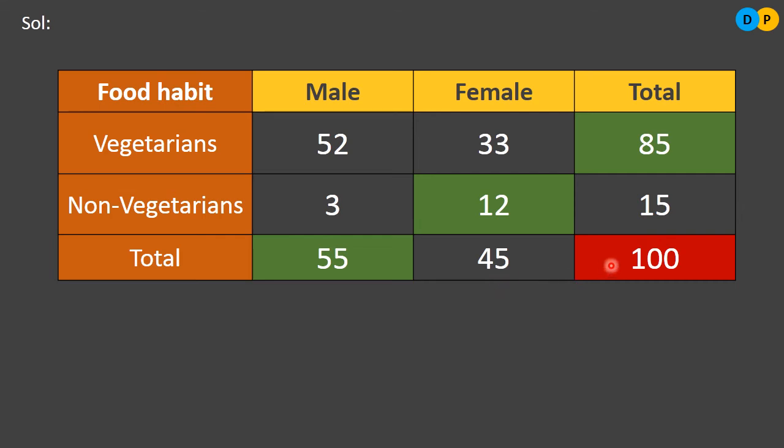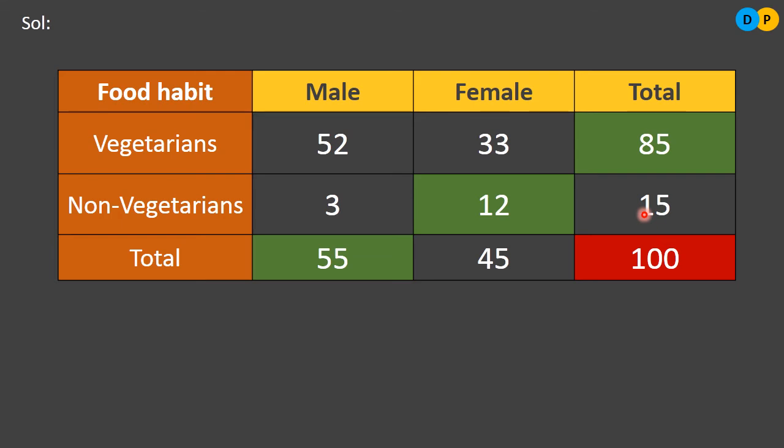The next piece of information they have given in the question is that 85% were vegetarians. So here I get the vegetarian and non-vegetarian idea in these two rows. If I want to know the total number of vegetarians, the final cell in this particular row will give me the idea. So directly I can consider 85% of them were vegetarians. So 100 minus 85 is 15, so 15% were non-vegetarians.